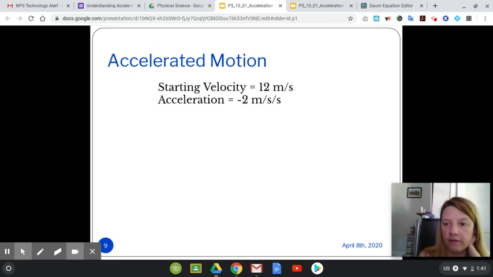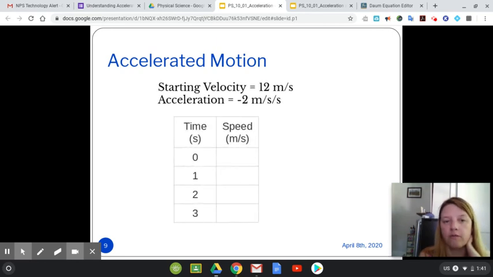Okay, so let's do one example with a negative acceleration. Let's say I start out at 12 meters per second, and my acceleration this time is -2 meters per second each second. So I start out at 12, and then after 1 second passes, I'm now going 2 meters per second slower, which brings me down to 10. And then after 1 more second, I'm now going at 8 meters per second. And similarly, after 1 more second, I've slowed down 2 more meters per second to 6 meters per second.